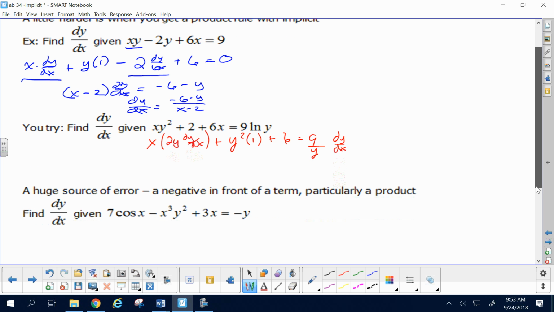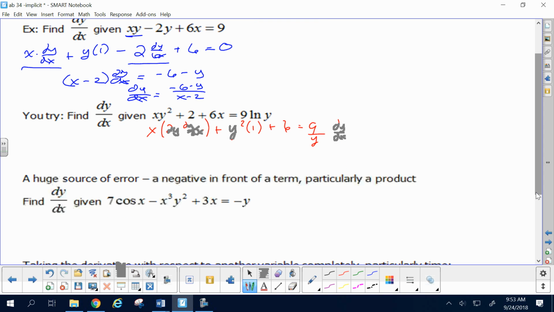Has kind of a weird back-end derivative as well. Check your product rule. Here's the product rule. X times 2y dy dx plus y squared. Also check your back-end derivative. It also is chain rule. 9 times the derivative of log y is 1 over y times derivative of the inside.